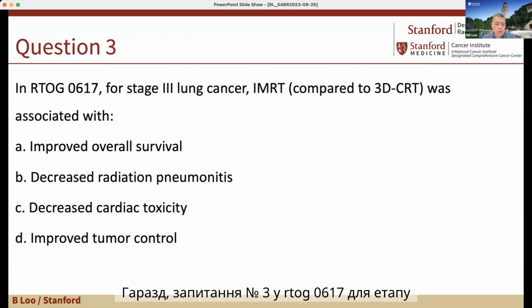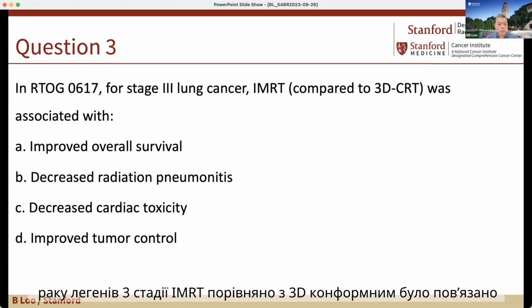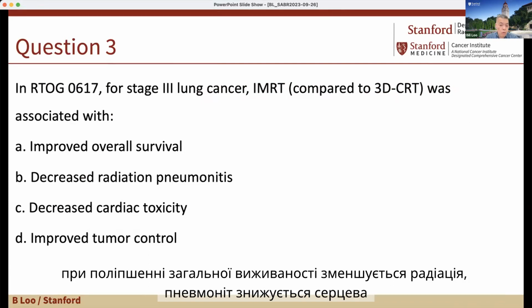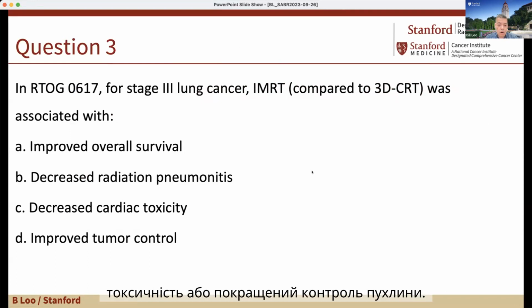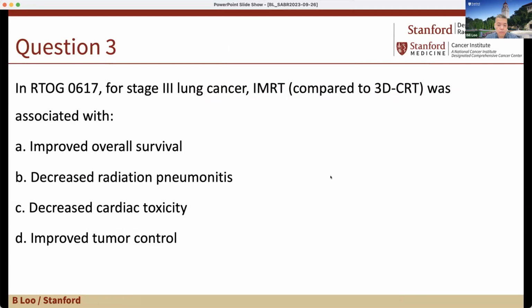Okay, so question number 3. In RTOG 0617 for stage 3 lung cancer, IMRT compared to 3D conformal was associated with improved overall survival, decreased radiation pneumonitis, decreased cardiac toxicity, or improved tumor control.